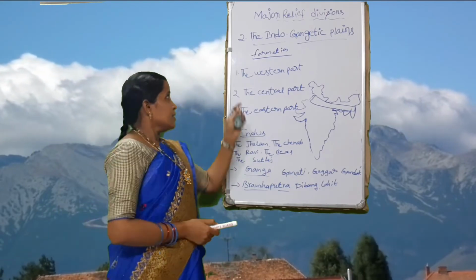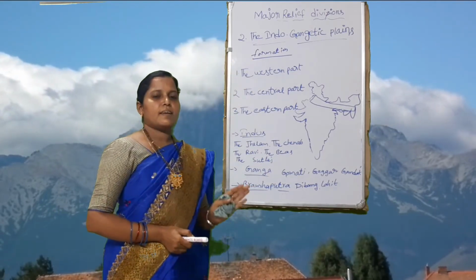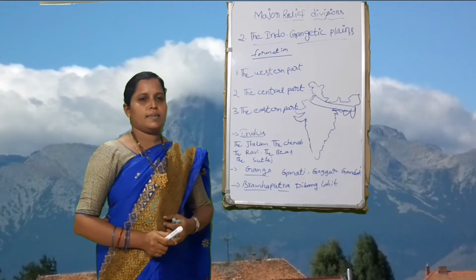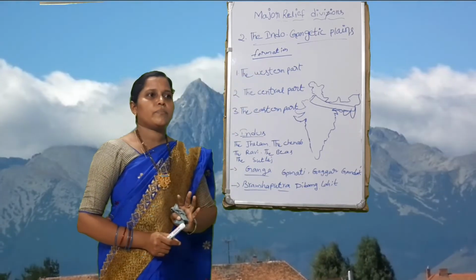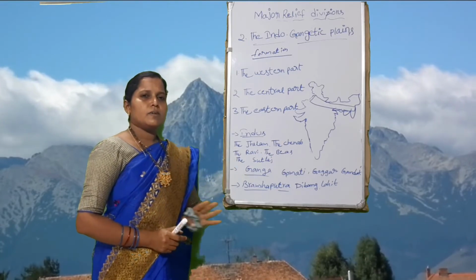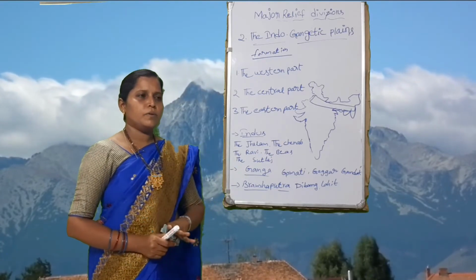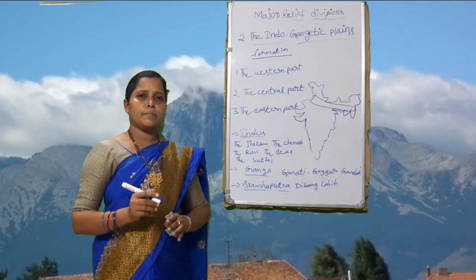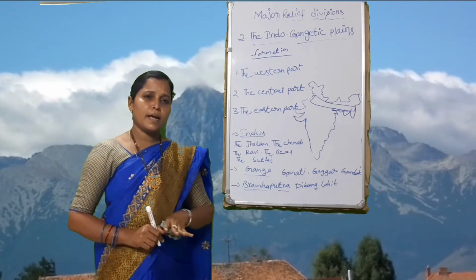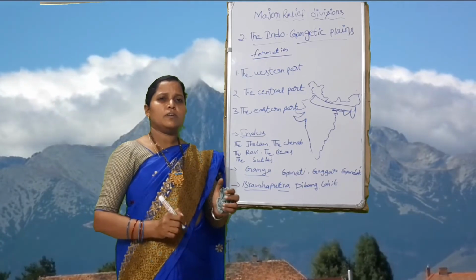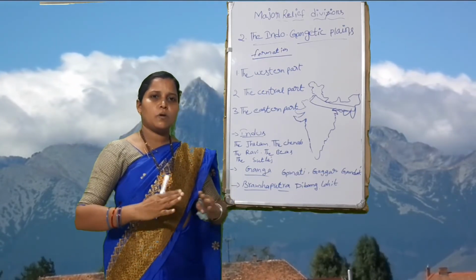Students, these Indo-Gangetic plains are very useful in our country. How are these Indo-Gangetic plains formed? These Indo-Gangetic plains were formed 200 million years ago, when the Indian Peninsular plateau and the Eurasian plateau collided.